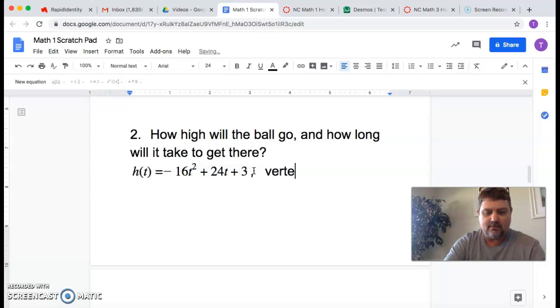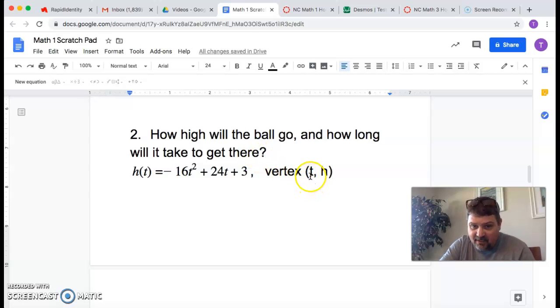Your vertex, in terms of units, is what? It's a time and a height. And right there lives that information they want to know: the time it takes to get to the maximum height. We know it's got a maximum because A is negative, and this is the maximum height. So they're asking me to compute a vertex, and we know that that's negative B over 2A, and plug it back in.